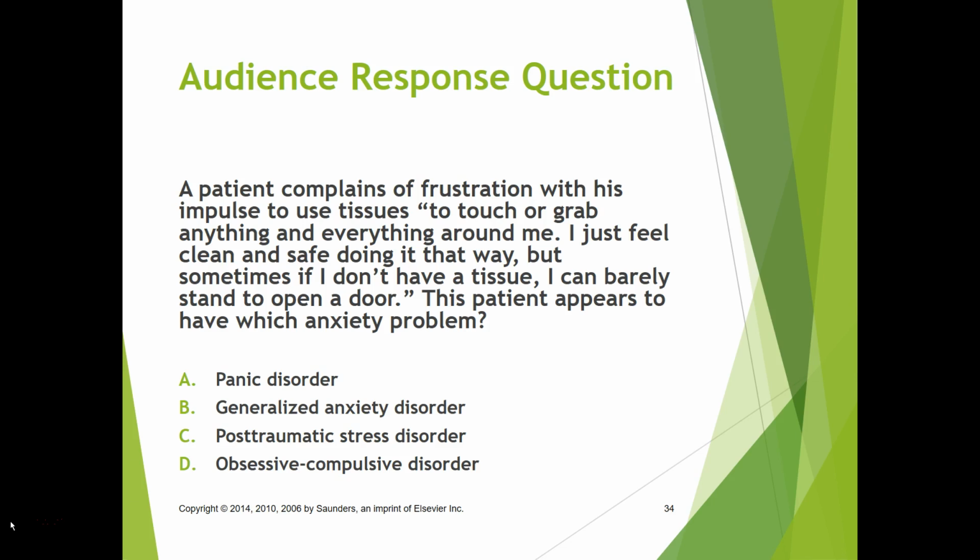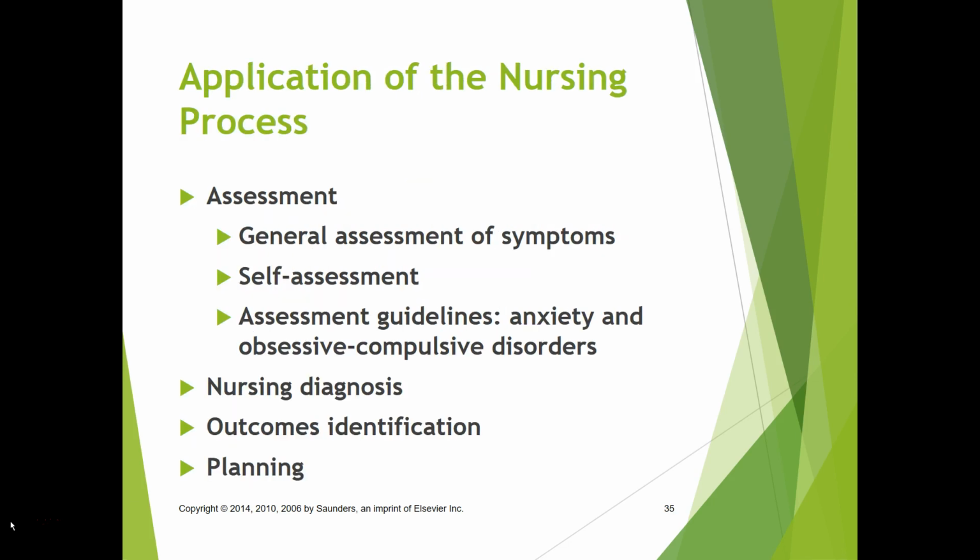Anyways, audience response question. A patient complains of frustration with his impulse to use tissues to touch or grab anything and everything around him. "I just feel clean and safe doing it that way, but sometimes if I don't have a tissue, I can barely stand to open a door." This patient appears to have which anxiety problem? Panic, generalized anxiety, post-traumatic stress, or obsessive compulsive? So I'm guessing that you all picked D, obsessive compulsive disorder.